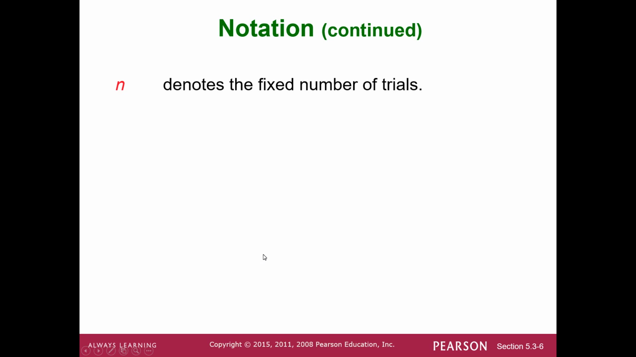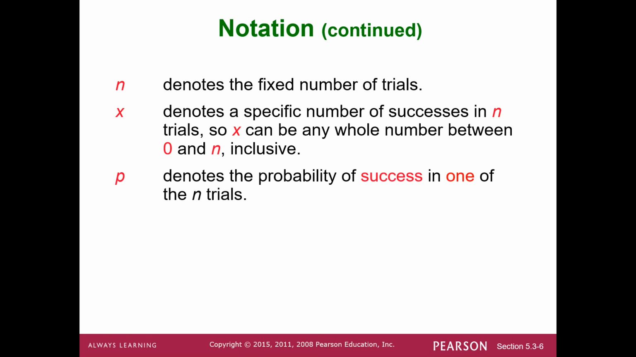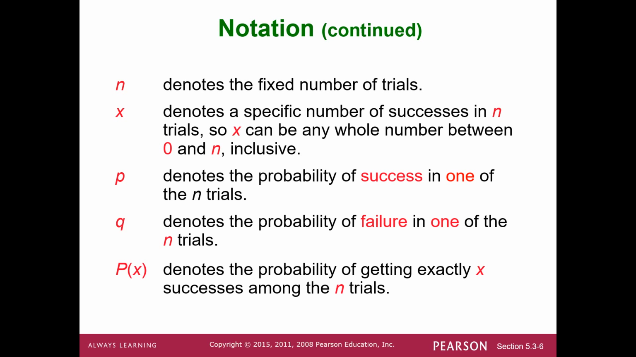So let's look at some more notation. n represents the number of fixed trials. x denotes a specific number of successes in n trials. So x can be any whole number between 0 and n inclusive, and p denotes the probability of success in one of the n trials. q denotes the probability of failure in one of the n trials. And then finally, P of x denotes the probability of getting exactly x successes among the n trials.